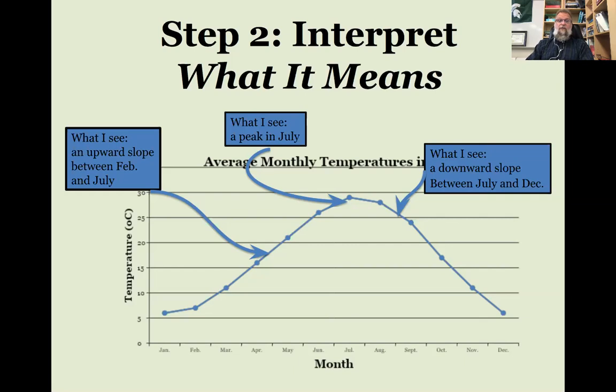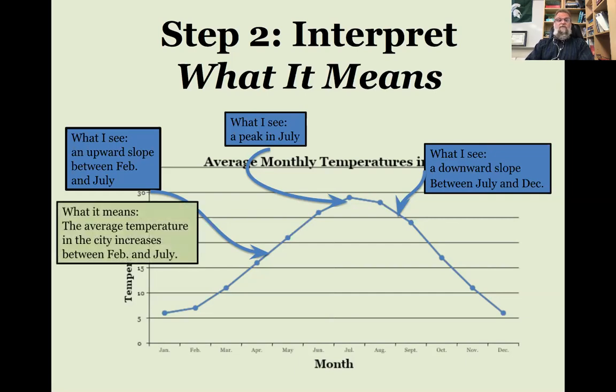Right, it means the temperature is increasing. The temperature increases from about 7 degrees Celsius in February to about 30 degrees Celsius in July. And so I add another box that explains what that upward slope means. The average temperature in the city increases between February and July.